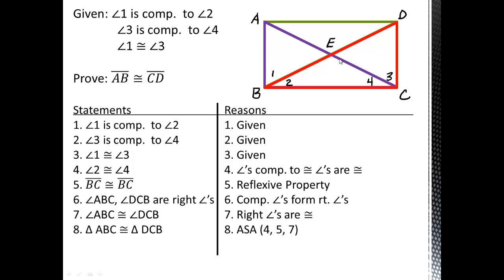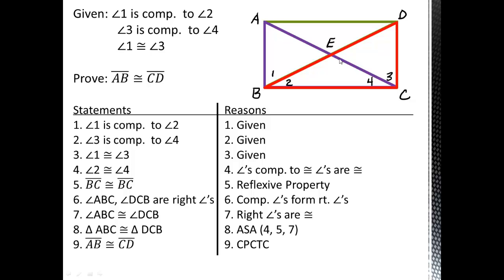Now that I have that, I can prove that triangle ABC is congruent to triangle DCB by angle side angle as shown in steps 4, 5, and 7. And lastly, brings us to segment AB is congruent to segment CD by CPCTC. So, again, that's a long proof there.